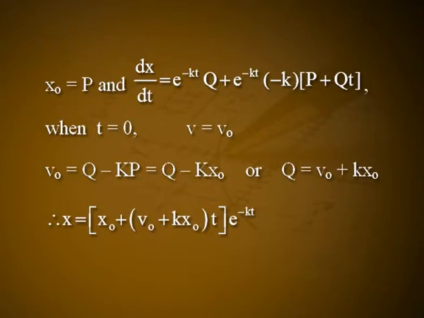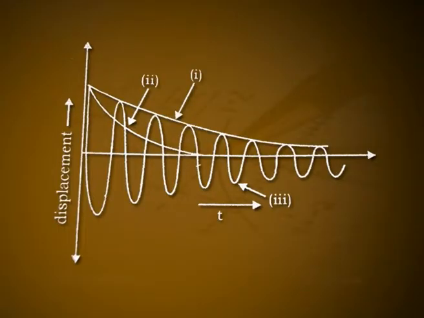Therefore, x = [x₀ + (v₀ + kx₀)t] e^(−kt). This equation shows that initially the displacement increases due to the factor x₀ + (v₀ + kx₀)t. But as time passes, the exponential term becomes relatively more significant and the displacement returns quickly to its equilibrium position, and the oscillatory motion does not occur. Such a motion is called critically damped or aperiodic or non-oscillatory, shown by curve 2 in figure 1.